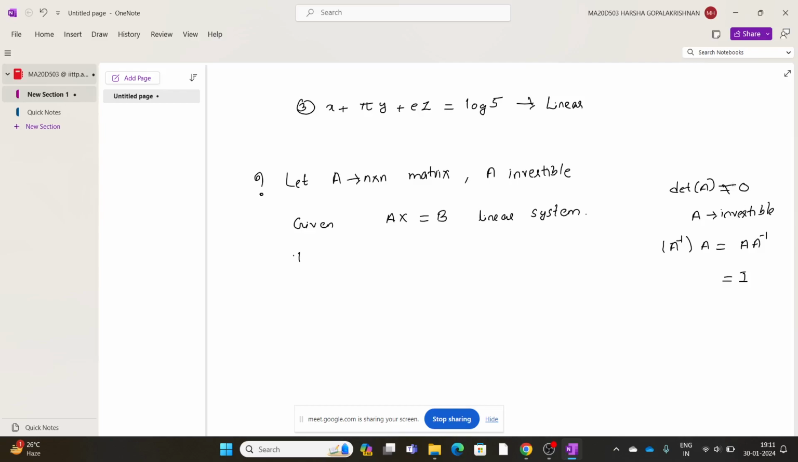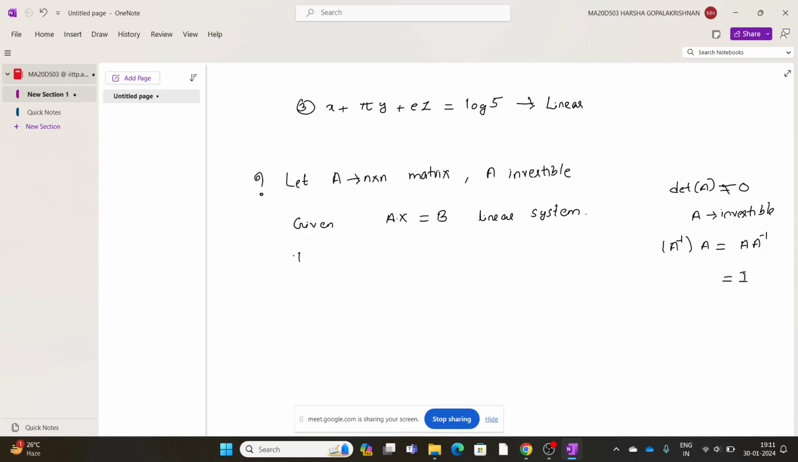If A is invertible, the determinant of A is non-zero, or the existence of A inverse, both are the same. Then the condition is that it should only be a square matrix, right? Yes, it is a square matrix. Only for a square matrix can we consider the determinant of A. It is defined only for a square matrix.